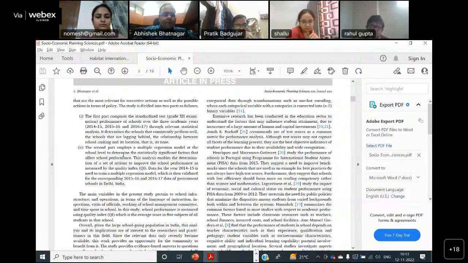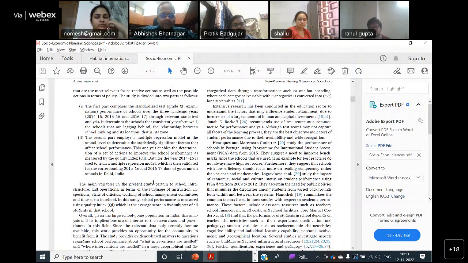Like I've just written, employs a multiple regression model at the school level. So you don't need to give like dependent variables or independent variables. Just say this particular methodology we are adopting and we are using some data. So you can even fine tune, like I have written in 5-6 lines. You can even write it smaller. The smaller the better, and you have to make it crisp.